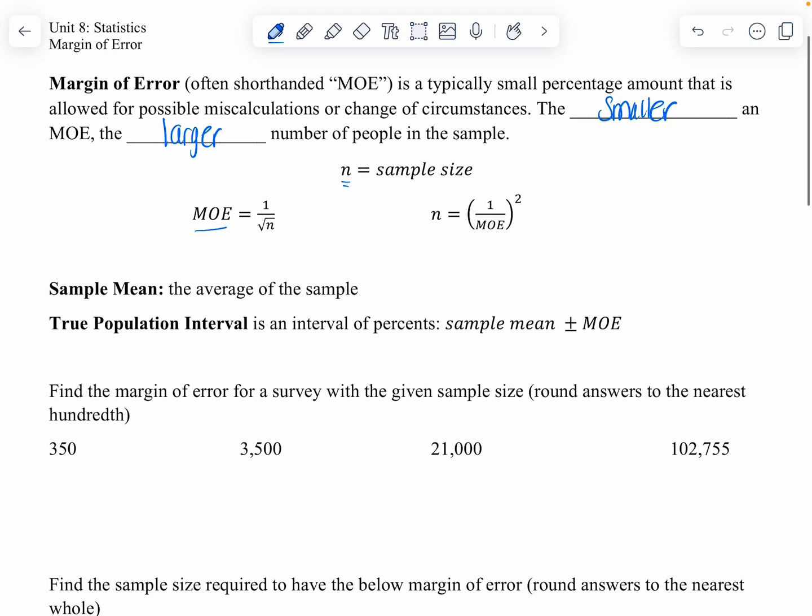If I'm trying to find the sample size, I'm going to take 1 divided by the margin of error, and I'm going to square that. And I would definitely use alpha y equals there and square it.